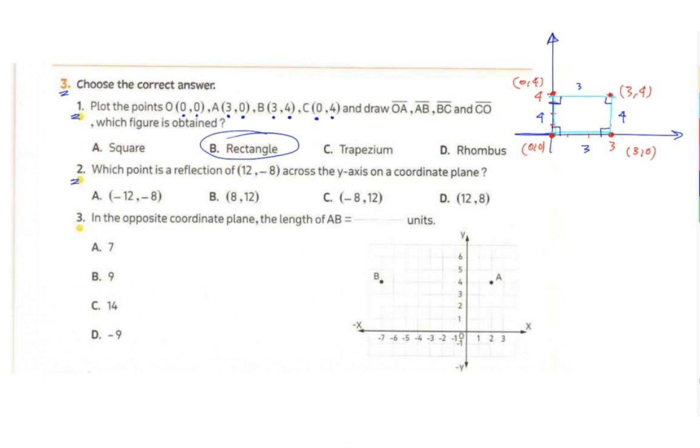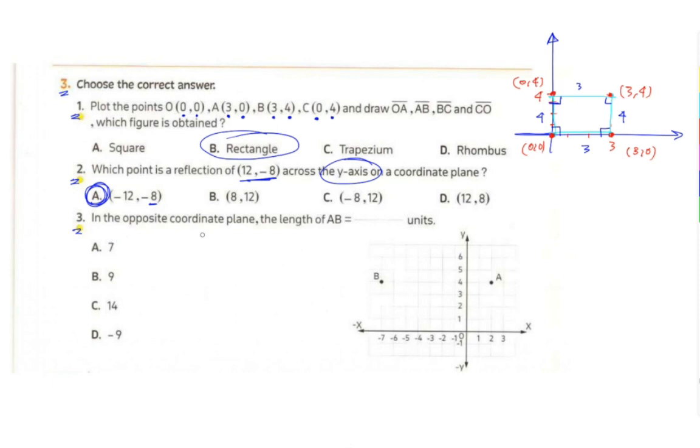Next, point 2. Which point is the reflection of 12, -8 across the y-axis? So I have some point, reflection on the y-axis, the same y, -8. Where is -8? The same y, and the opposite sign of 12 is -12, so A is the right choice.